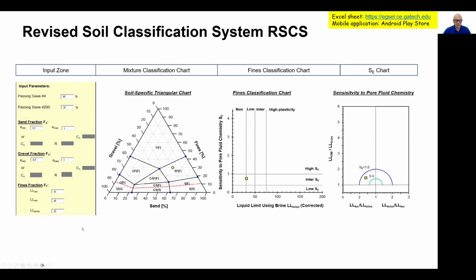With that input information, it generates three charts. One shows the boundaries for behavior, whether it is mechanically controlled or hydraulically controlled properties. And if the soil is in the upper part, that means the fines play a very important role. The other two additional liquid limits will help you plot on this chart where you will identify the sensitivity of the sediment to pore fluid chemistry.